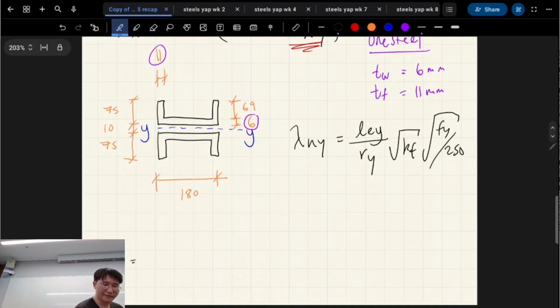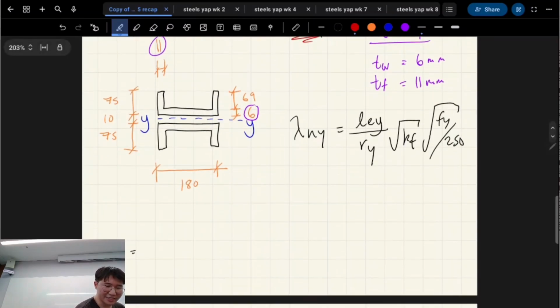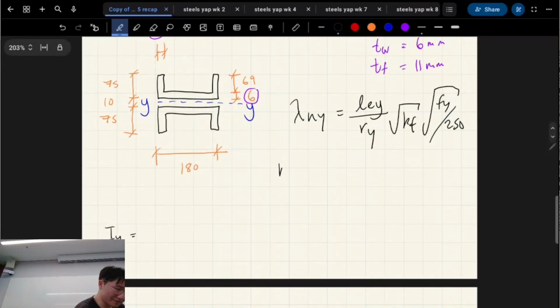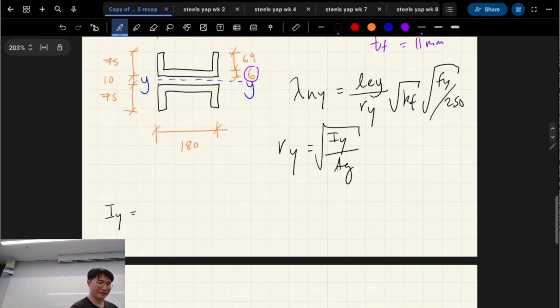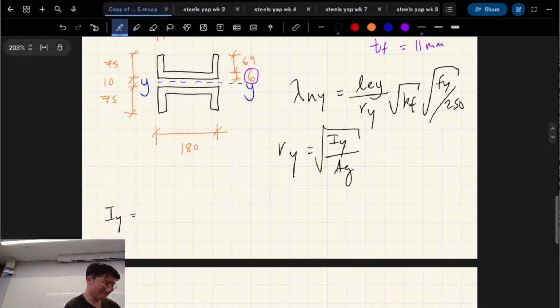We need to do this. Okay, sounds easy. Oh, we have a double PFC. We can't just get that from one steel. We have to find the moment of inertia ourselves. The radius of gyration in the y direction is moment of inertia in the y direction over gross area, okay? See what I'm saying? It's getting cooked, right?